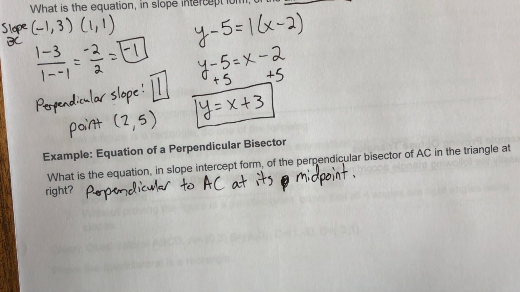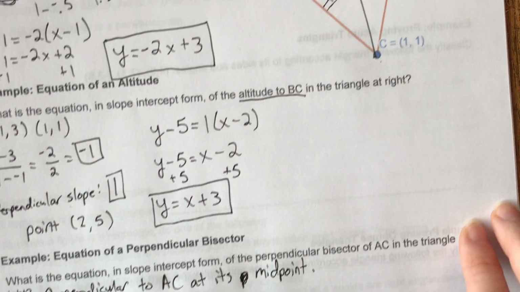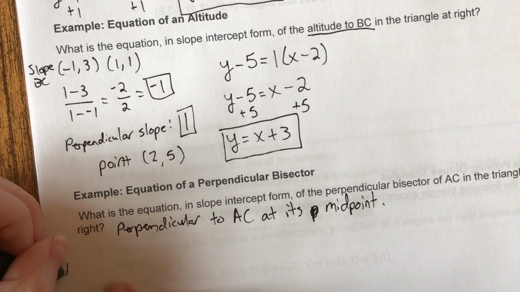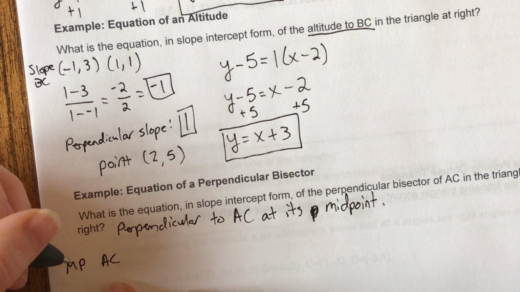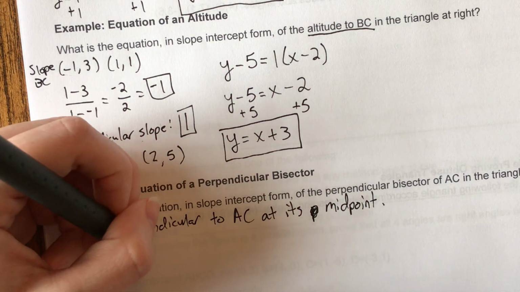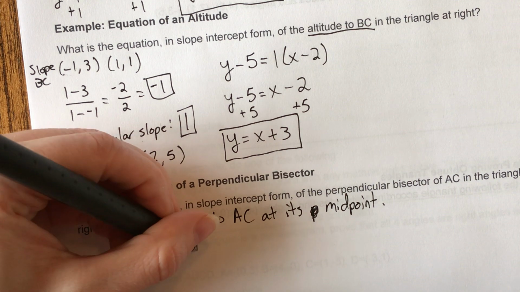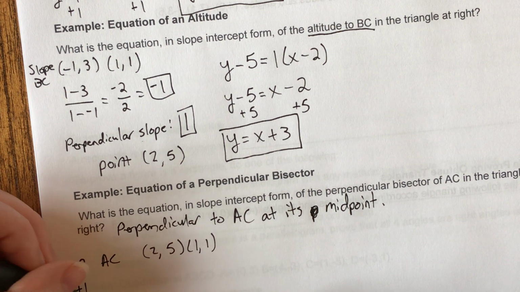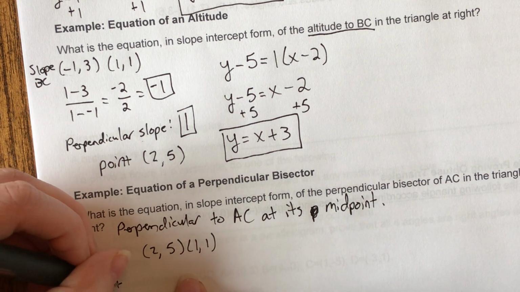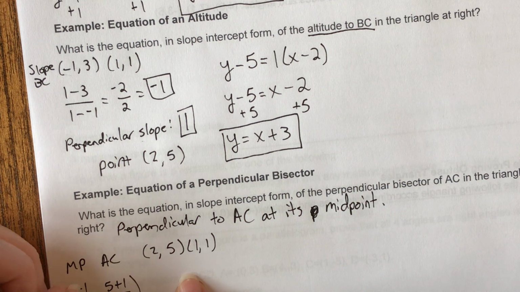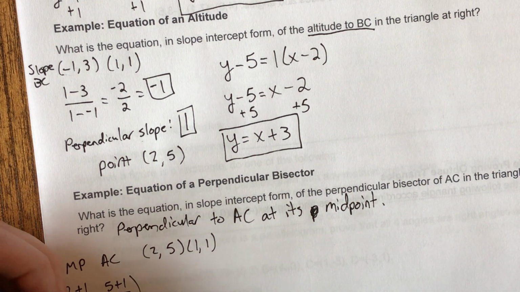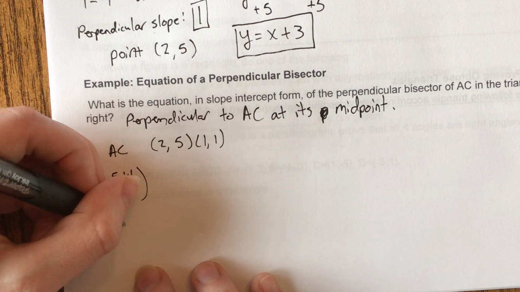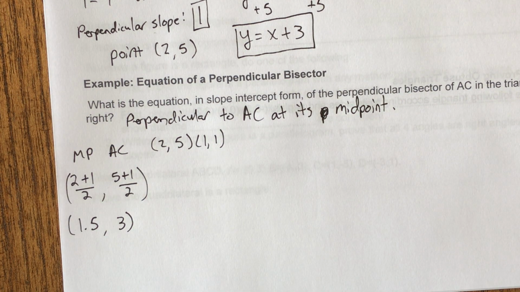So to find this, first we have to find, well, what is the midpoint of AC? That's going to help us out a lot. So we'll say MP, midpoint of AC, and we'll use the coordinates for AC, which are 2, 5, and 1, 1. So finding the midpoint, we'll say that's 2 plus 1 over 2, 5 plus 1 over 2, which gives us 3 over 2. I'm going to call that 1.5 since we might use calculations with it. And then we've got 6 over 2 here, which is 3. So the midpoint is (1.5, 3).